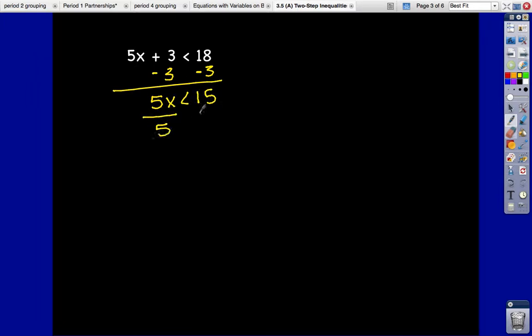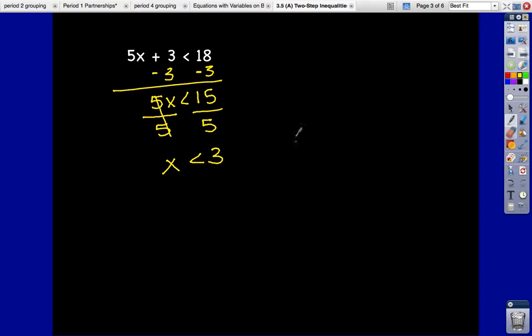But when I divide by 5, because 5 is positive, there's no need to flip the inequality sign. There's no need whatsoever. So I go, one step here, subtract the 3. Second step is to divide by 5 because it's the opposite. And I get x is less than 3.